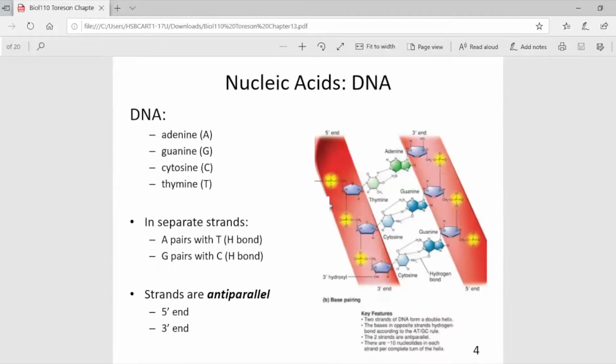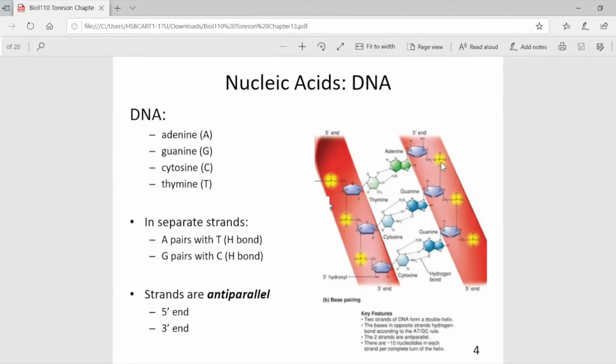Before we continue, let's go over a quick review of DNA. So DNA, we know, is a polymer of nucleotides, and those nucleotides in DNA are adenine, guanine, cytosine, and thymine. So we've seen this slide several times already this semester, in which these red ribbons are highlighting the sugar phosphate backbone of the DNA strands.